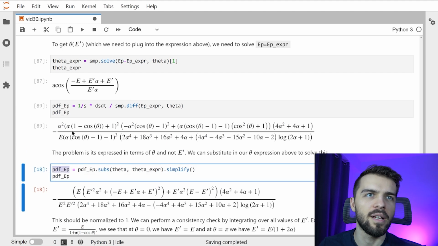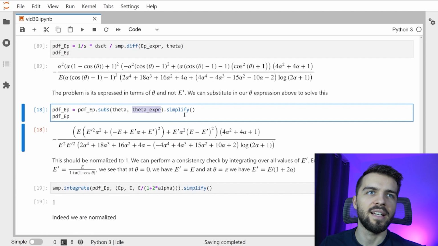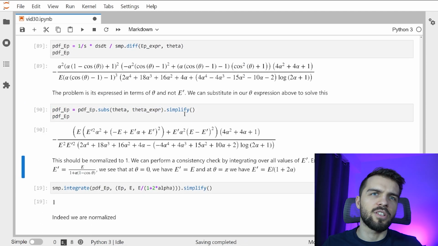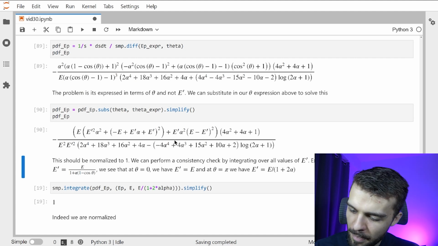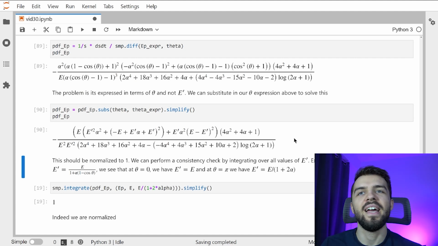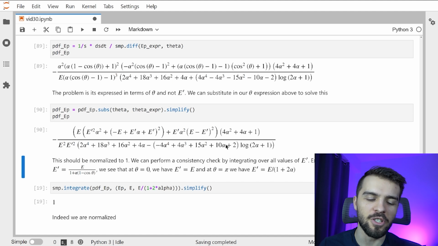That's really simple to do in SymPy. I just say my new expression is equal to the old expression where I substitute theta. So every time I get a theta, I put in theta expression, which is this expression here. And then I simplify it. And I can run the cell and I get this. So now I have my PDF as a function of E prime. It's a very complicated looking expression, and again, a real pain to get by hand.